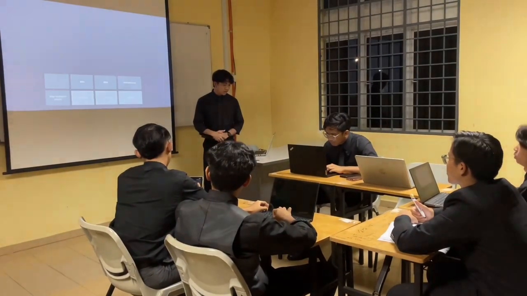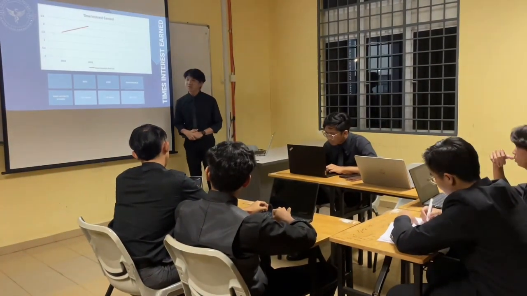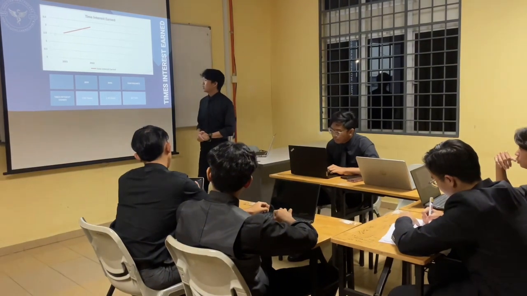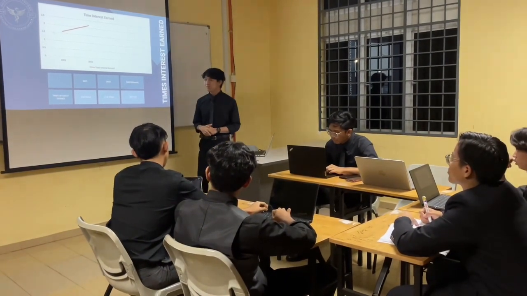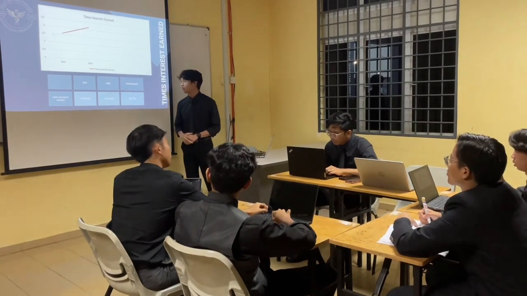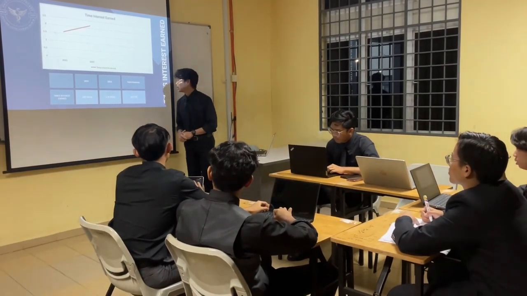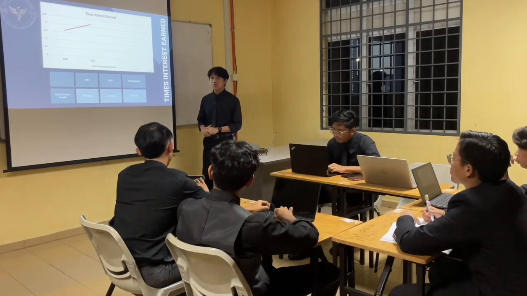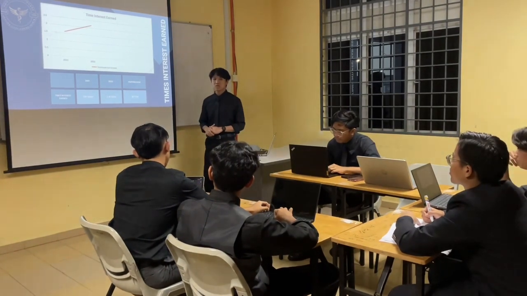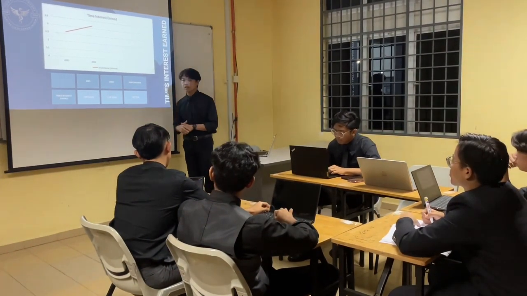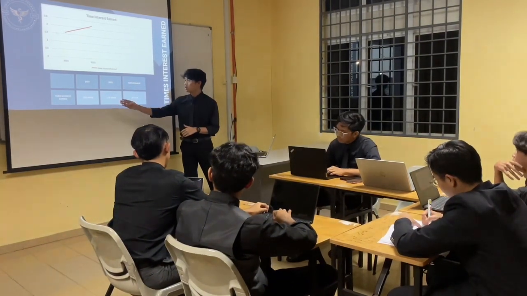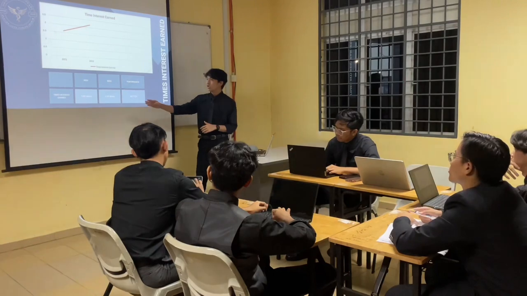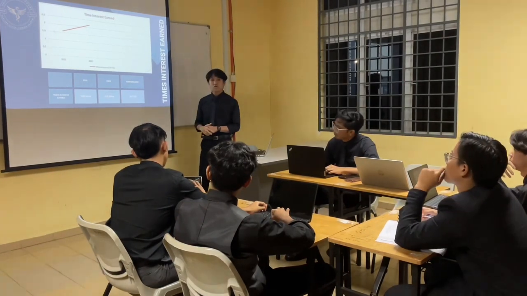So next, for the last ratio, which is times interest earned, we can see that in 2021 we got 1.60 times, while for 2022 we got 2.18 times. For times interest earned, we need the higher number of times, which means lower risk. So we can see that the times increased from 2021 to 2022. So the performance is better.